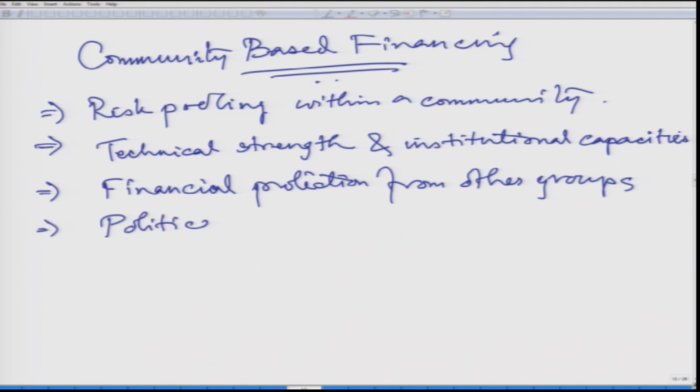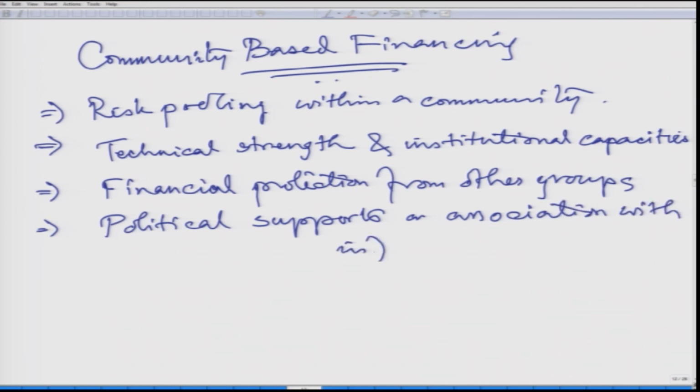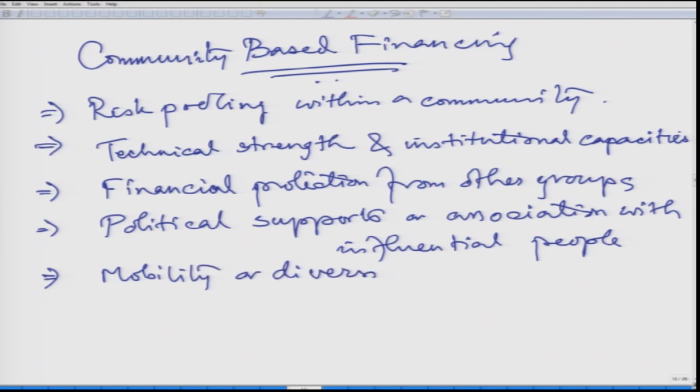Political support or association with influential people. So you can understand that with this they are actually trying to strengthen their network, mobility or diversity of funds from other sources.